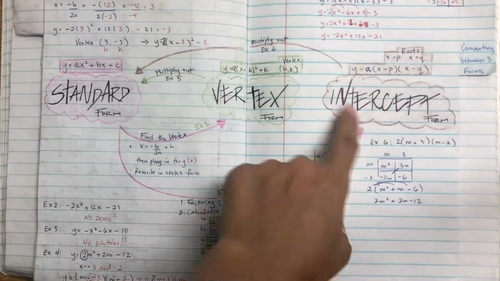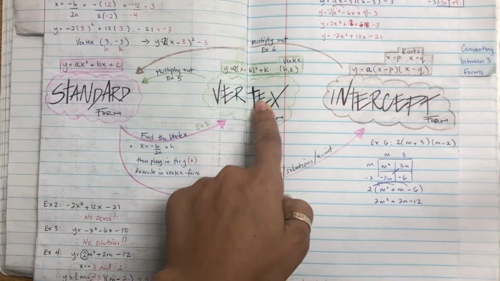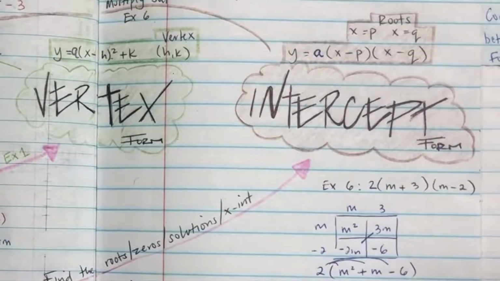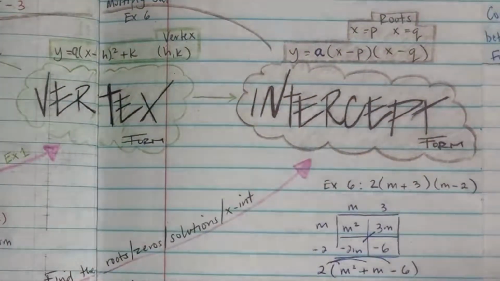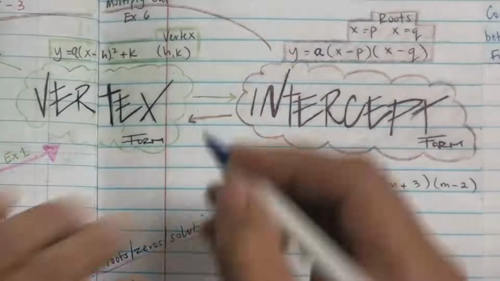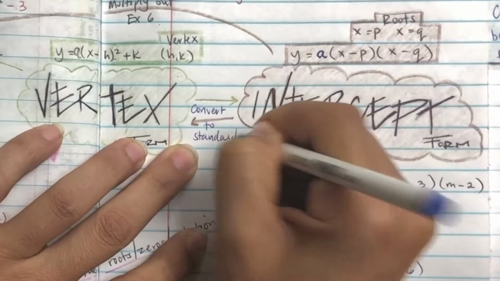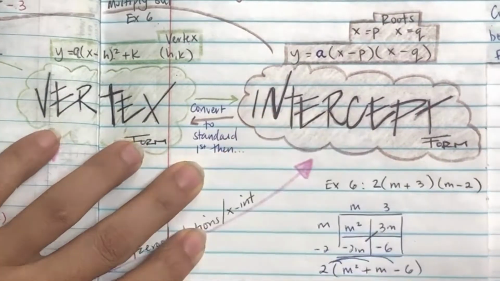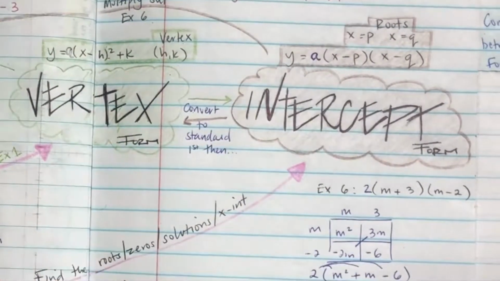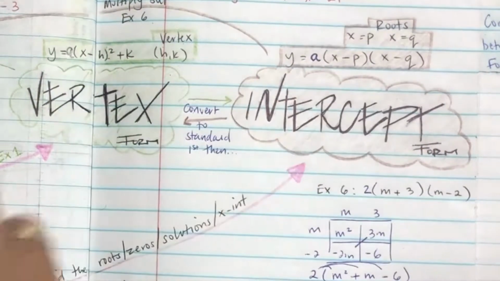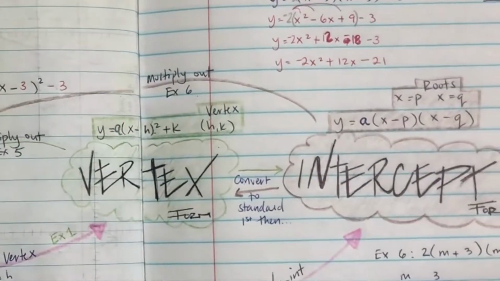So going from standard to vertex, you find the vertex. Standard to intercept, you find the roots. Vertex and intercept to standard, you just multiply it out. Vertex to intercept or intercept to vertex, what you're going to do is convert it into standard form first and then go to wherever you need to go. So the biggest ones to remember are standard to vertex and standard to intercept. Everything else is just multiply it out. That's practice.